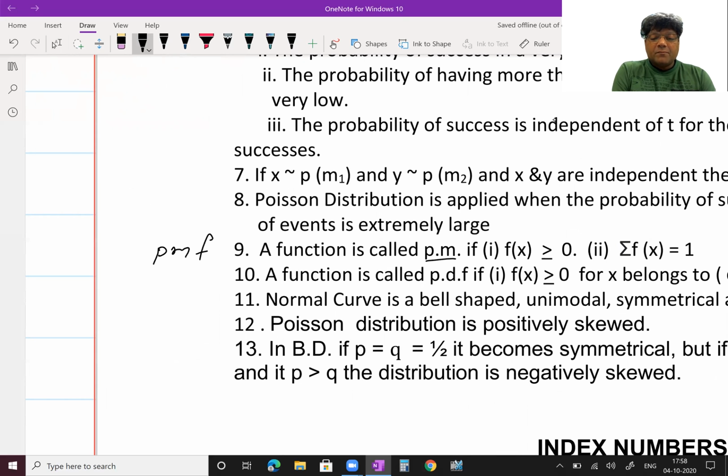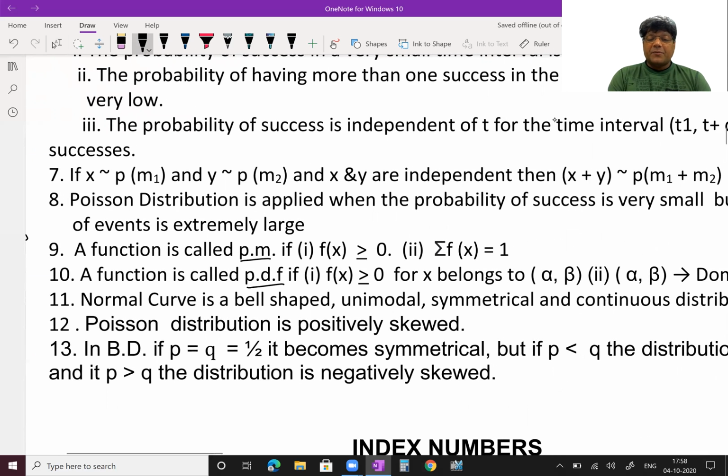What is the full form? Probability mass function. And here this is PDF. What is the full form? Probability density function. Now the first one is correct. That probability function is called PMF. Number one, f(x) is greater than or equal to 0. You know why? Because f(x) means probability and probability cannot be negative. Second is summation f(x) is equal to 1. Sum total of all the probabilities is equal to 1.